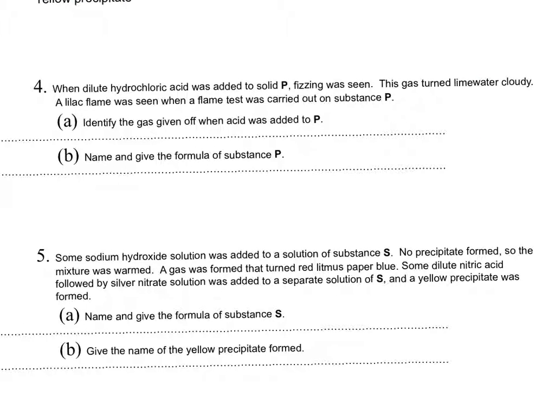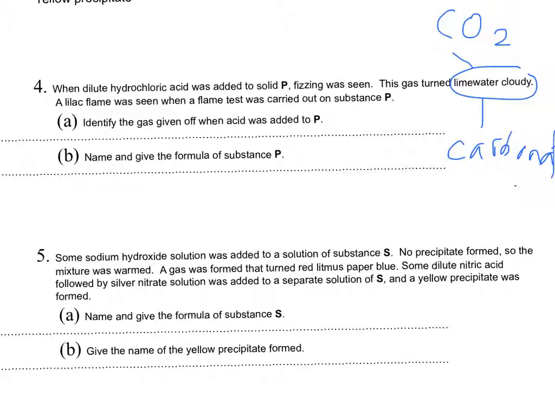Okay, so now we've got when dilute hydrochloric acid was added to solid P, fizzing was seen. This gas turned lime water cloudy. Okay, so if we get lime water turning cloudy, it means we've got carbon dioxide. Which of the ions that we know about gives us carbon dioxide? Well, that tells us that we must have a carbonate ion. Sorry about the writing. Carbonate ion.